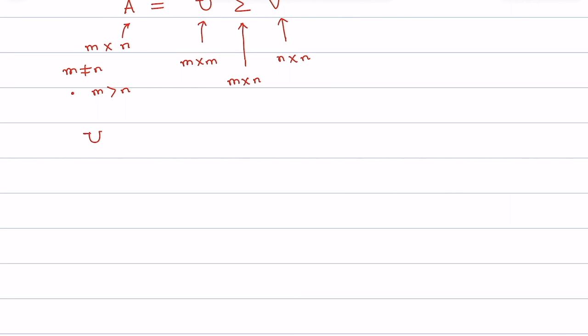Say this capital U matrix is a square matrix, and it has to have this form where its elements are U1, U2, up to UM, where U1, U2, UM are orthonormal vectors. I'm going to discuss shortly how these orthonormal vectors can be obtained from the matrix A, and these are called left singular vectors.